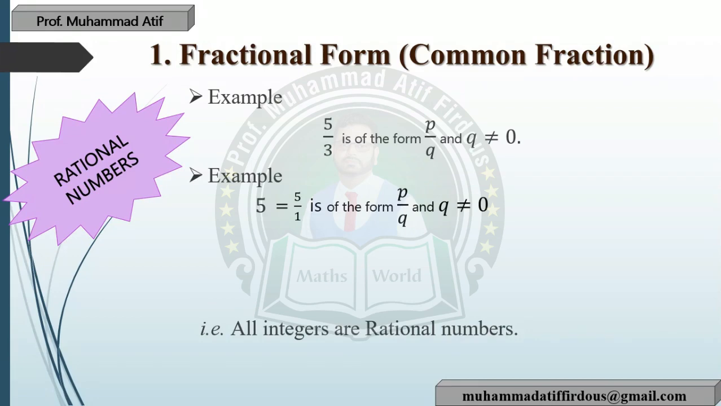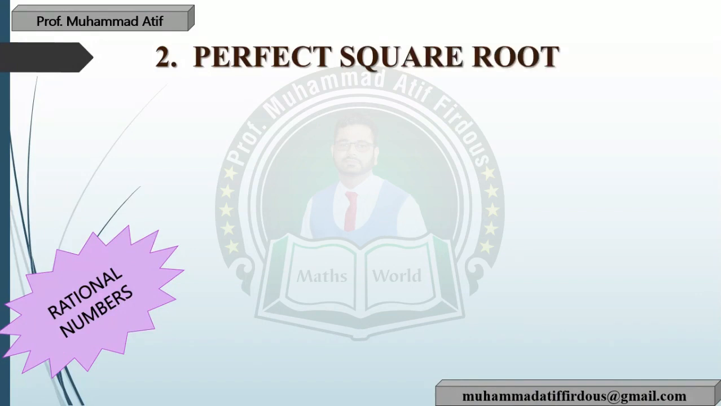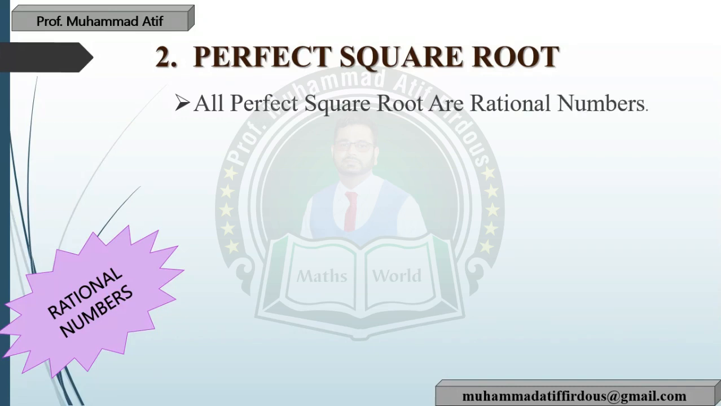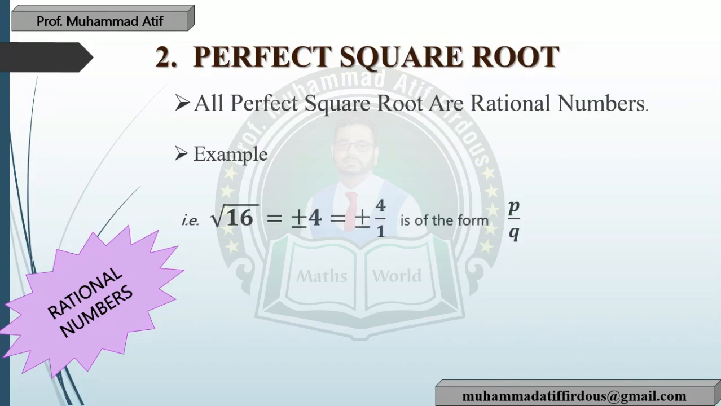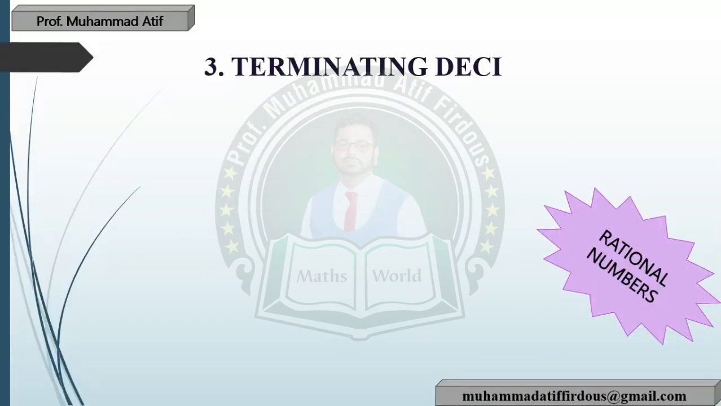Okay. Next, the second type is perfect square root. All perfect square roots are rational numbers. For example, the square root of 16 is equal to plus minus 4, and plus minus 4 can be written in the form of 4 over 1, which is P over Q form. They are relatively prime and Q is not equal to 0. So all perfect square roots are rational numbers. Got it? The third type is terminating decimal.